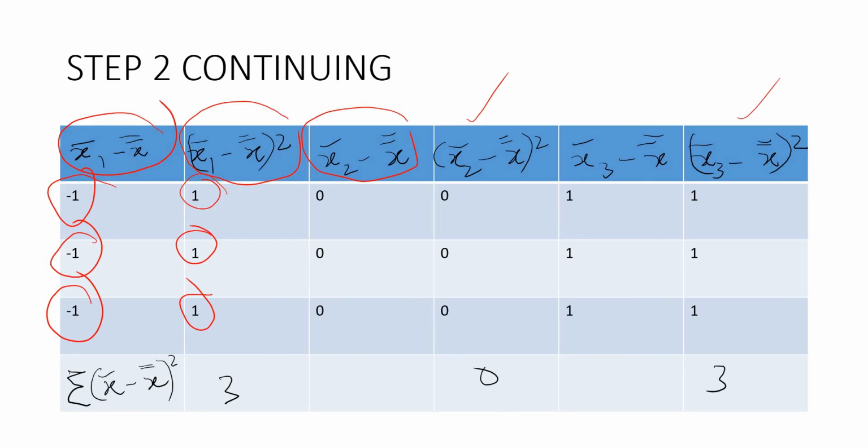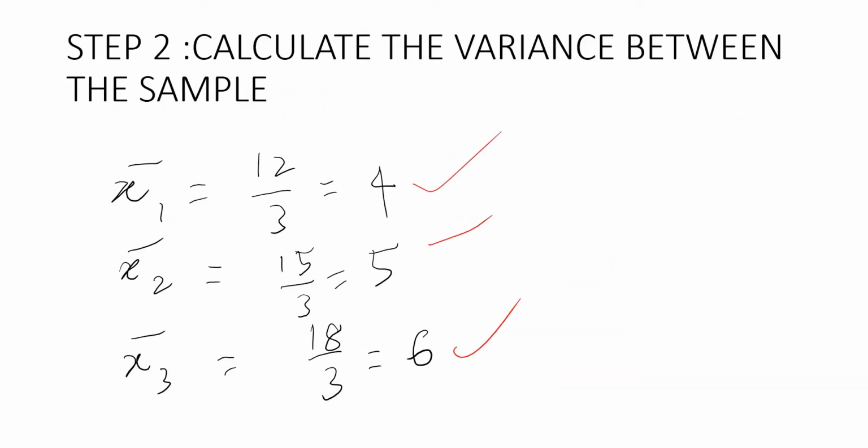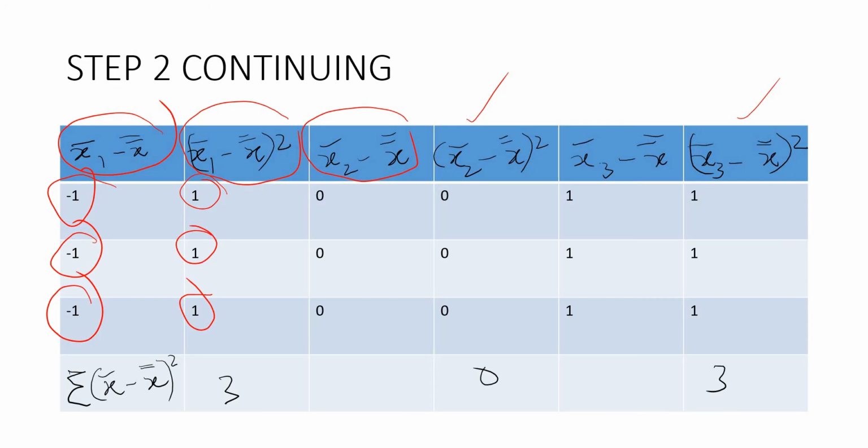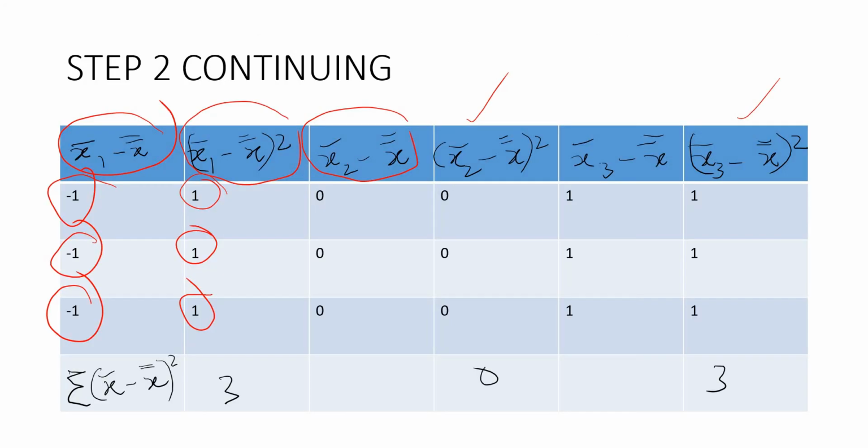We have 3 rows of data. Then we have written minus 1, minus 1, minus 1. Then it's square. Then x2 bar minus x double bar. See, x2 bar is also 5 and x double bar is also 5. So its difference is 0 and its square is also 0. x3 bar minus x double bar. x3 bar is 6 and x double bar is 5. So it would be 1 and its square is also 1.